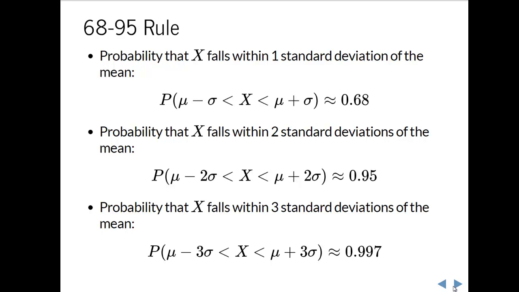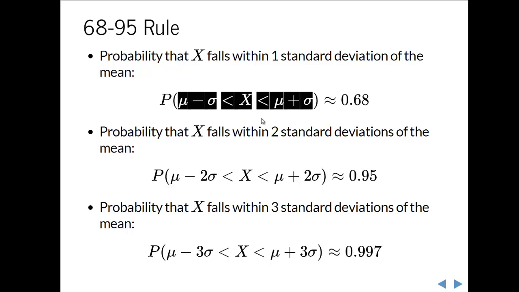There are 3 parts to the 68-95 rule. The probability that the value of a random variable falls within one standard deviation of the mean is approximately 0.68 or 68%. So we've written this statement in math notation right here. Remember, mu is the mean, or the center of the curve. Mu minus sigma would be one standard deviation below the mean, and mu plus sigma would be one standard deviation above the mean.